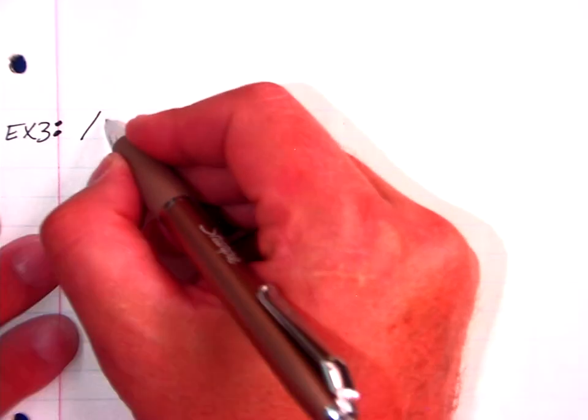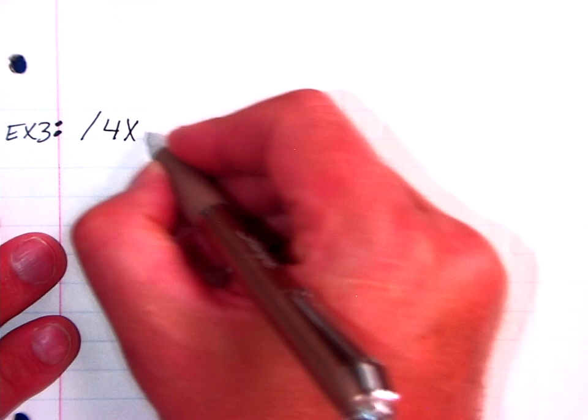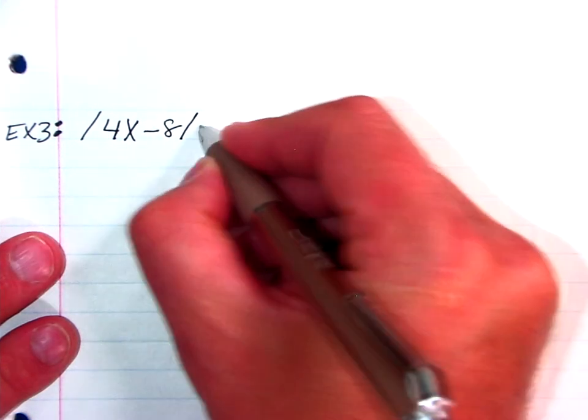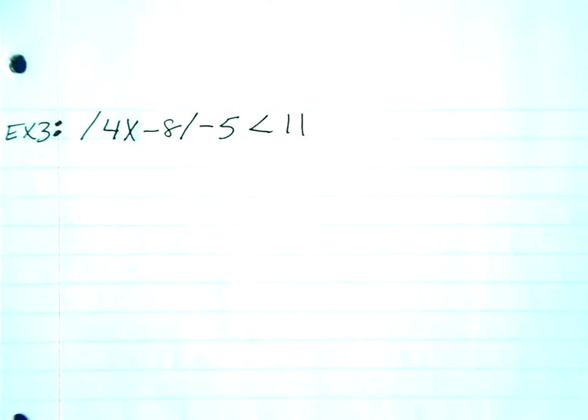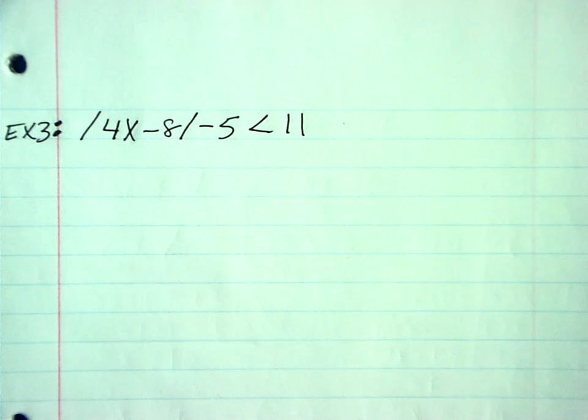Absolute value 4x minus 8 minus 5 is less than 11. Uh-oh, we've done inequalities. And we're going to graph this too. It's okay. You'll live. It's not that difficult.